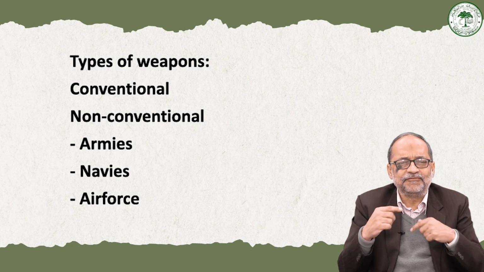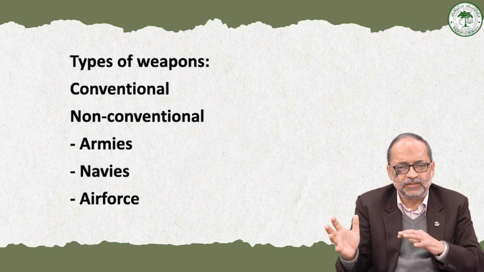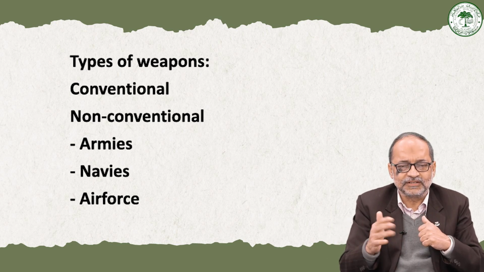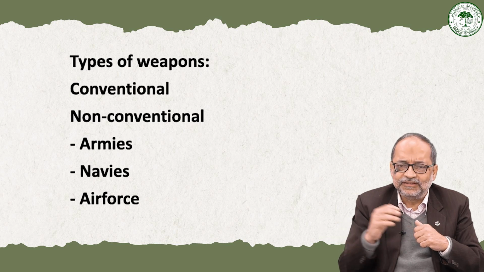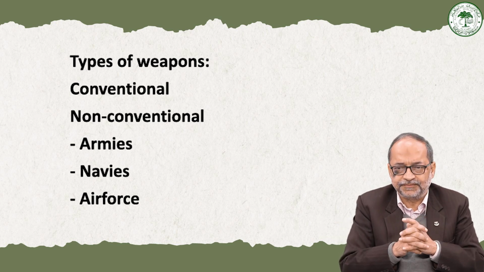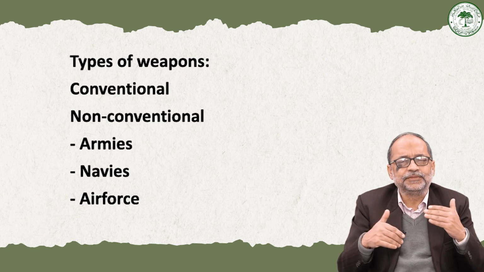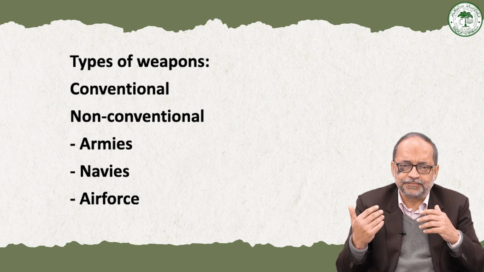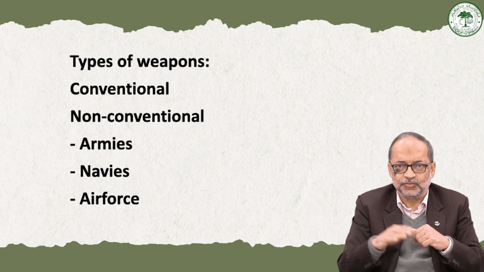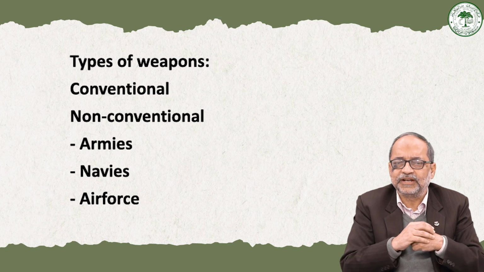Then there are missile firing ships, which are much cheaper and smaller, but they are relatively faster and stealthier in the waters. They are also strong instruments of power projection. And then in addition to them, there are submarines which can attack ships and also fire missiles at land targets. So from the submarines, missiles can be fired on land targets.